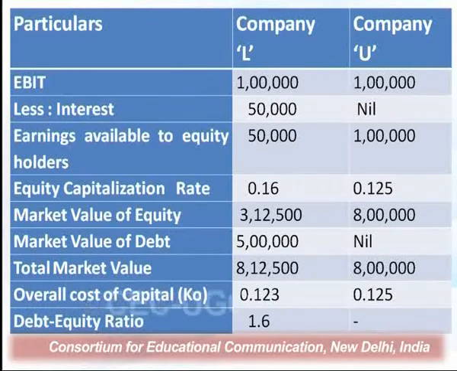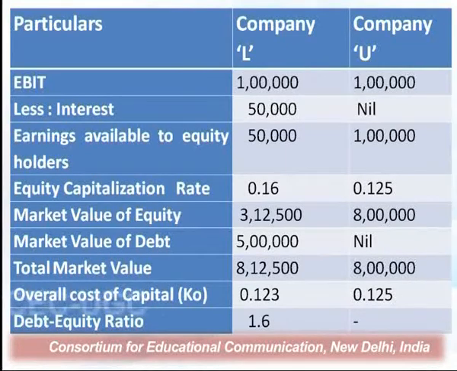Overall cost of capital in case of levered firm is 12.3% and in case of unlevered firm 12.5%. Debt equity ratio in case of L is 1.6, and obviously in case of company U it is not applicable because there is only equity in the capital structure. So my dear student, we have not solved anything. This is part of the question.